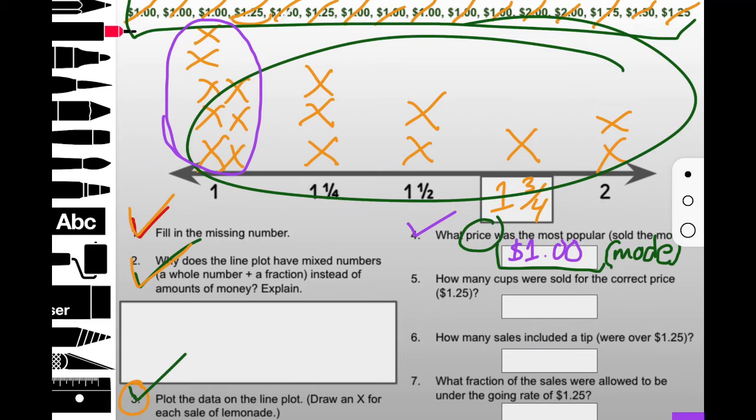How many cups were sold for the correct price of $1.25? Okay, that's what the lemonade was going for.